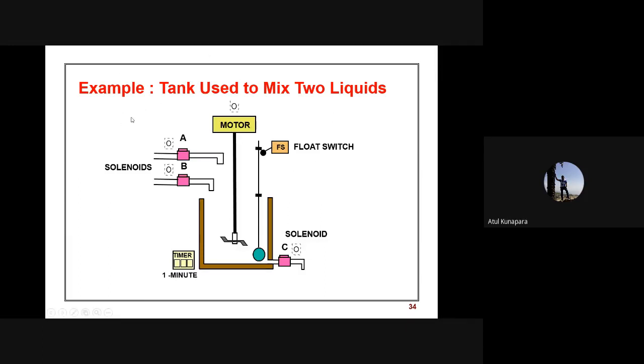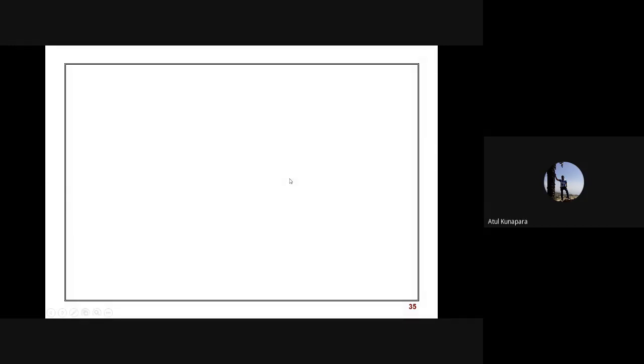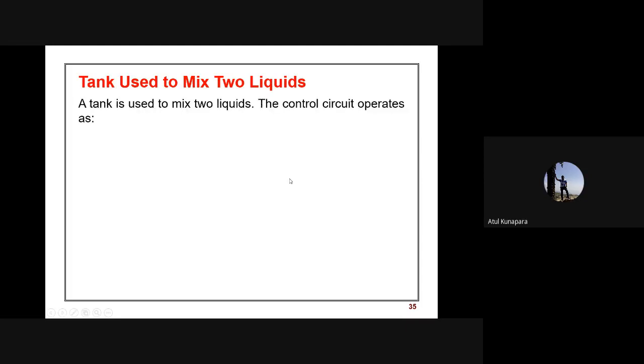Here you can see in the diagram, one tank is going to be used to mix two liquids. The two liquids are coming from two valves, valve A and B, and one motor is going to be used here to mix the two liquids properly. An output drain valve, C, is also there. After your liquids get properly mixed, your output should be taken out from valve C. So this whole process is divided step by step like this. Here your tank is used to mix these two liquids.